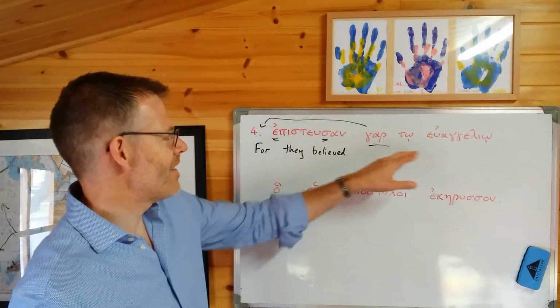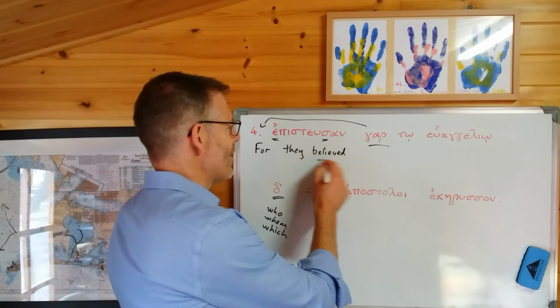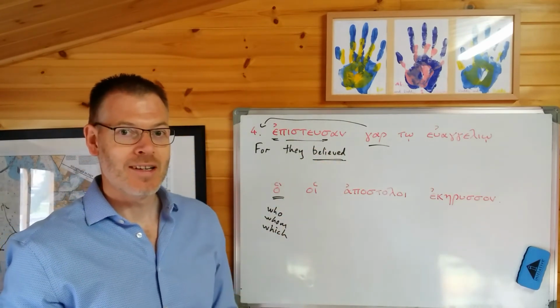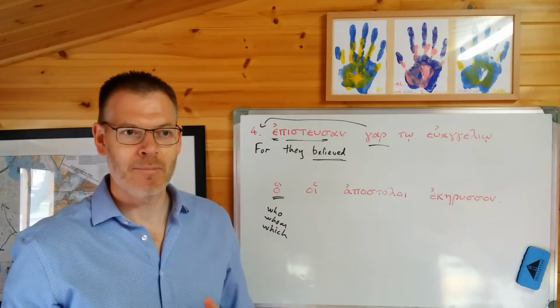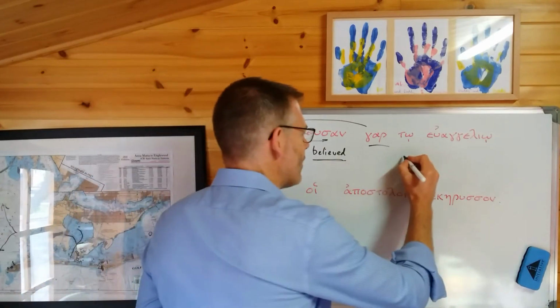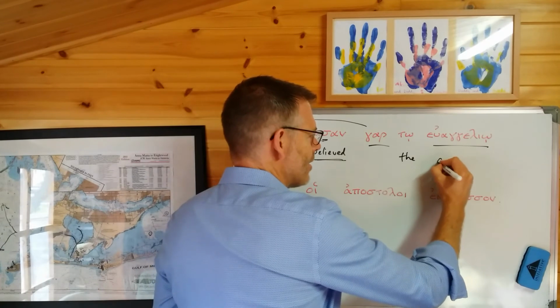Why is this in the dative case? Anybody remember? Yeah, back of the class. Well done, you're paying attention. The verb I believe, pistuo, takes an object in the dative case, in kind of the same way that we talk about believing in something. But we will just translate this: for they believed the euangelion, you know, that is, the gospel.